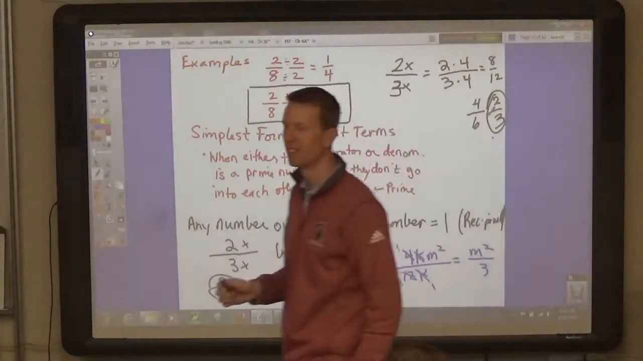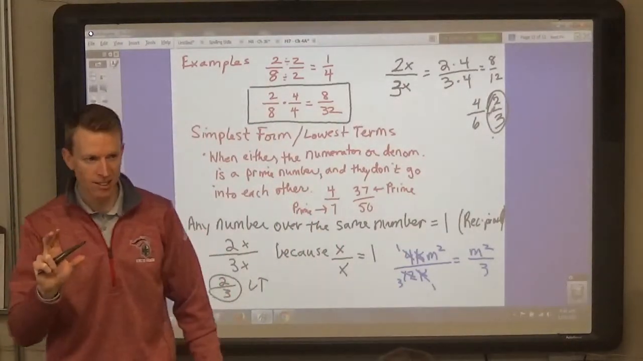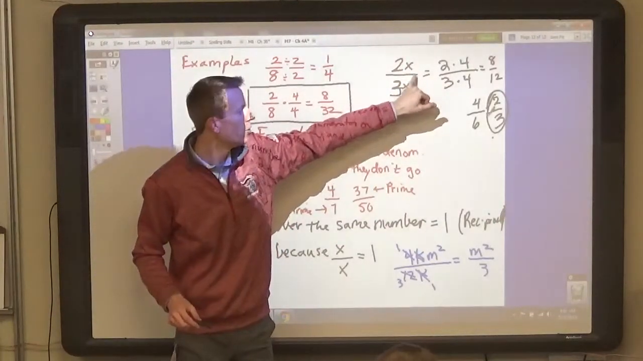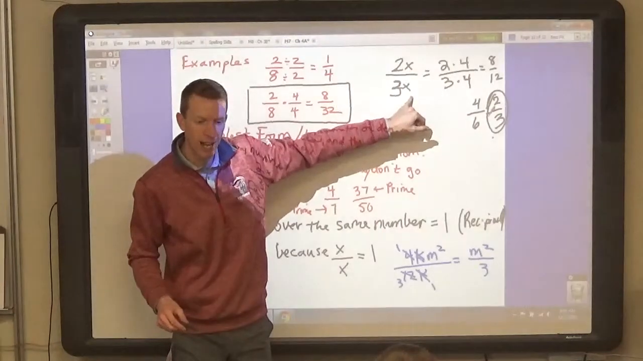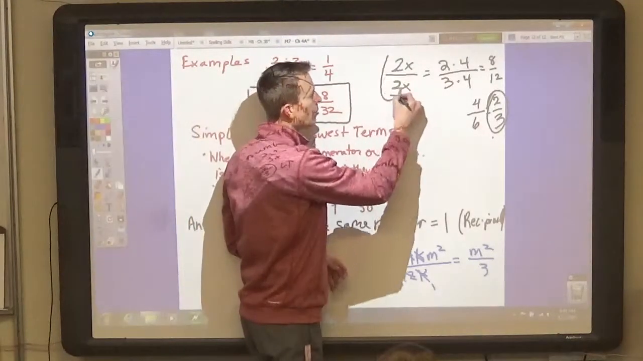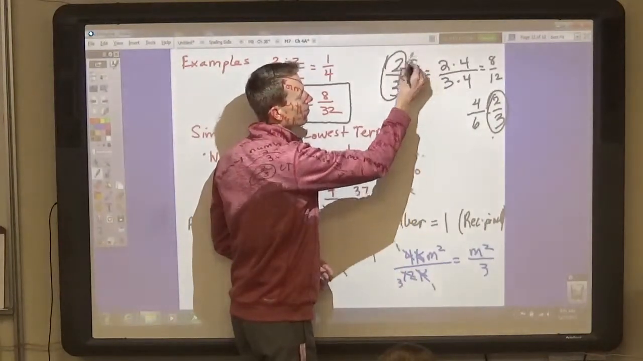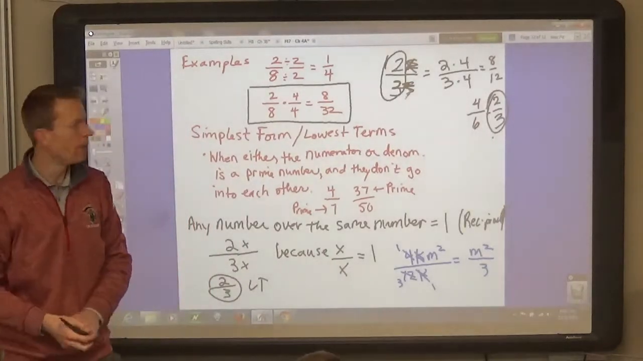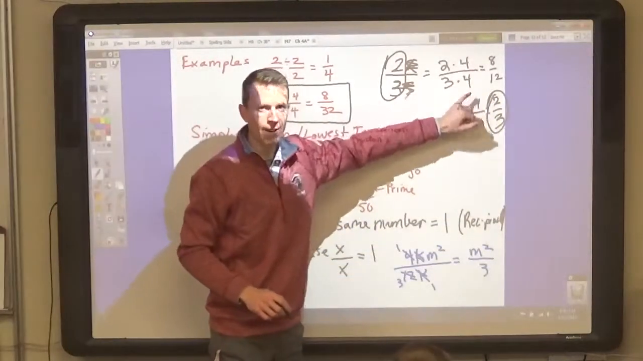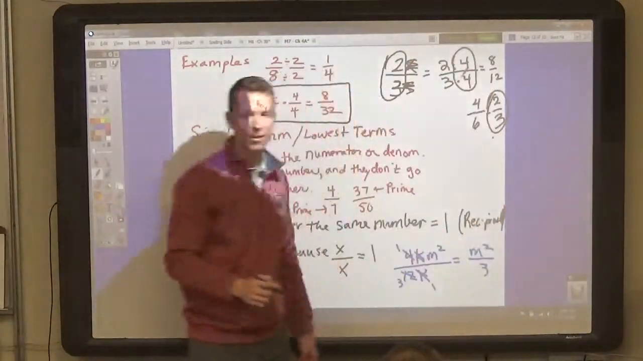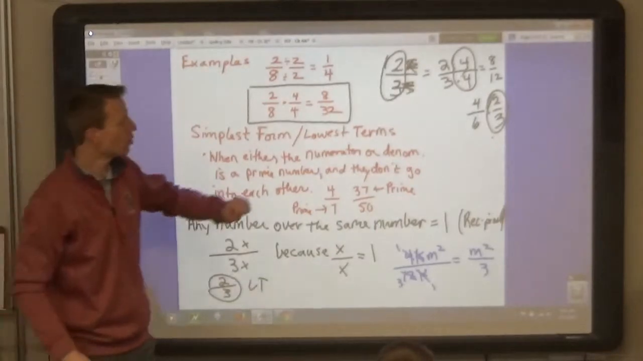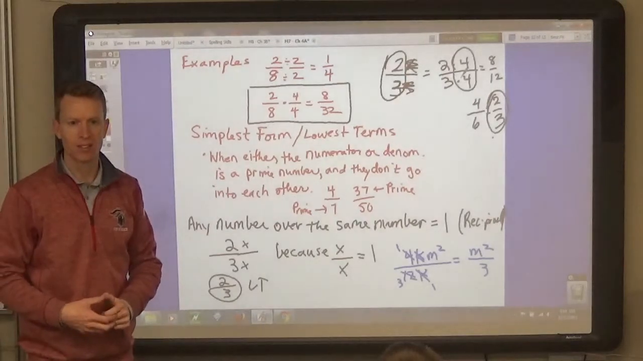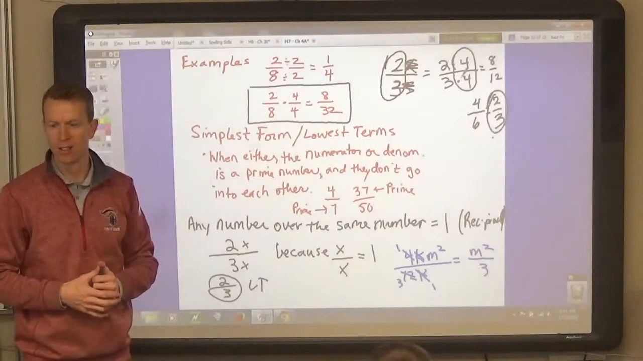Now, class, listen. This is important. If you just have the variable x over itself, it equals the same thing. It's just 2/3. The x's cancel each other out, don't they? Because when you have the same number divided by itself, it's equal to 1. We're just doing 2/3 times 1. What's 2/3 times 1? 2/3.